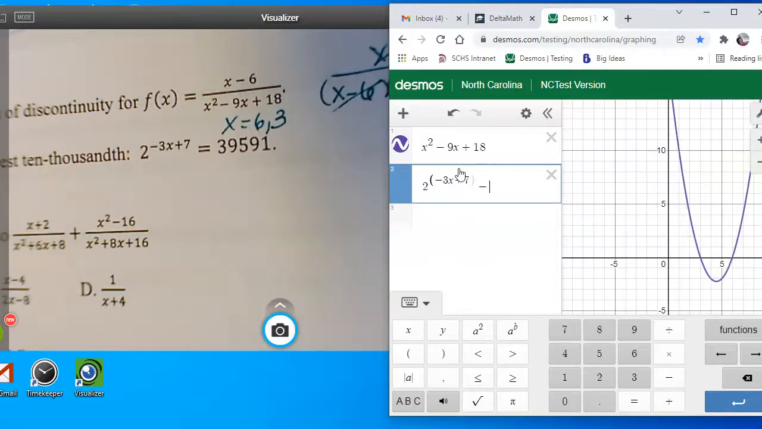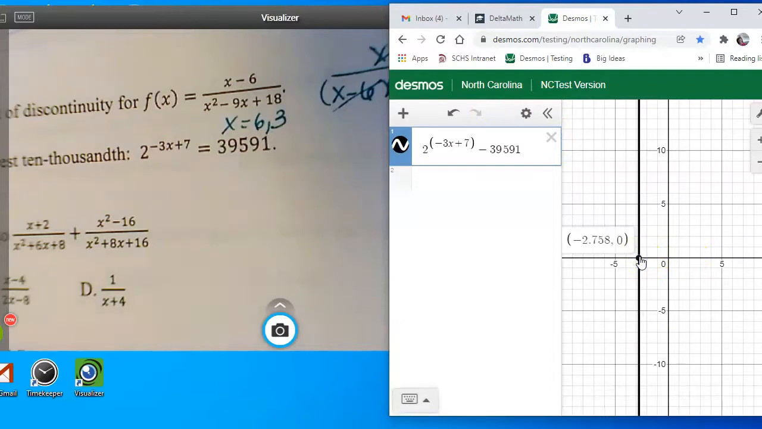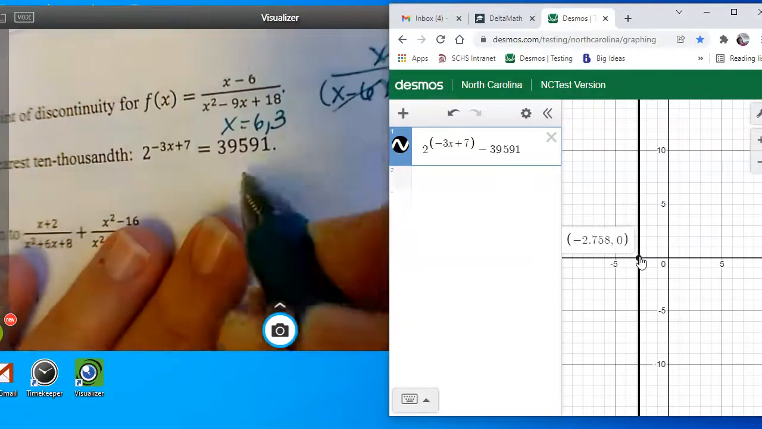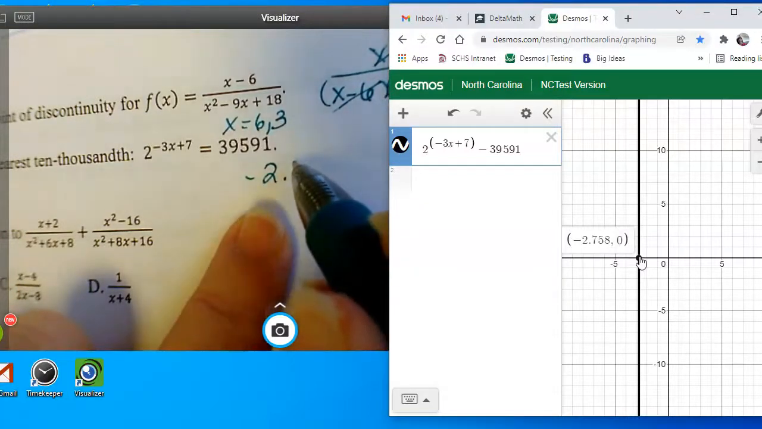I'm going to subtract that big number. Get rid of that first thing I have there. Find out where it crosses the x-axis. And then that will give me the answer. It says 10,000.